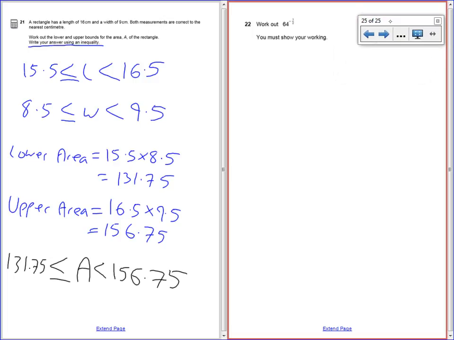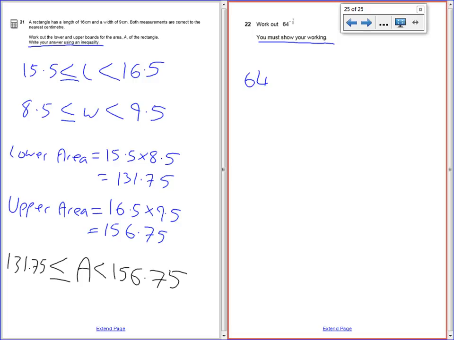22, 64 to the negative half. You had a calculator, which is why you need your working for 2 marks. You couldn't just go straight to your calculator here. 64 to the negative a half, whenever you see negative powers, think of reciprocals. So 64 to the negative a half must equal 1 over 64 to the half, and that's the same for any negative index. 64 to the power minus 2 will be 1 over 64 squared. 64 to the negative a half is 1 over 64 to the half.